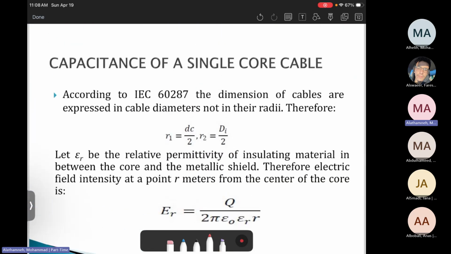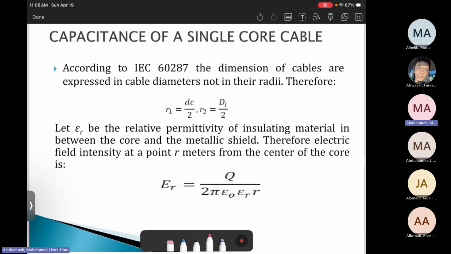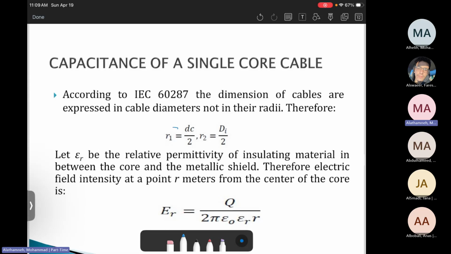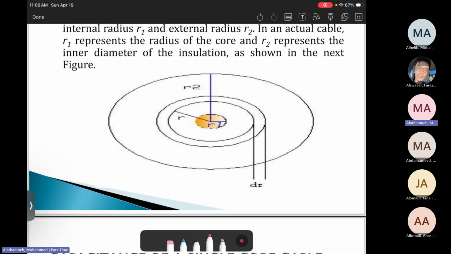Then capacitance in a single core, we can calculate it according to the IEC standards, where R1 equals DC divided by 2, R2 equals DI divided by 2. This is the radius. What do I mean by DC and DI? So again, R1 is the radius of the conductor.